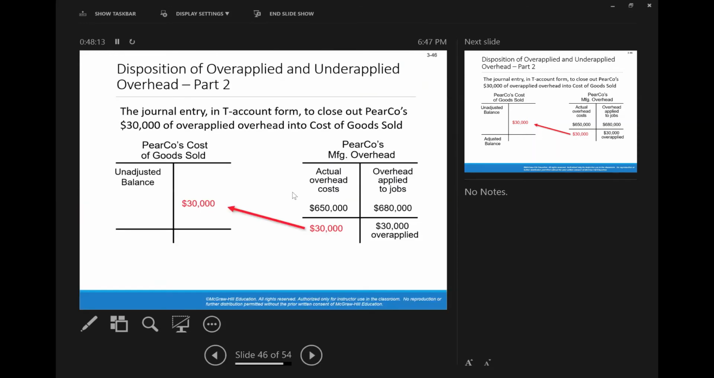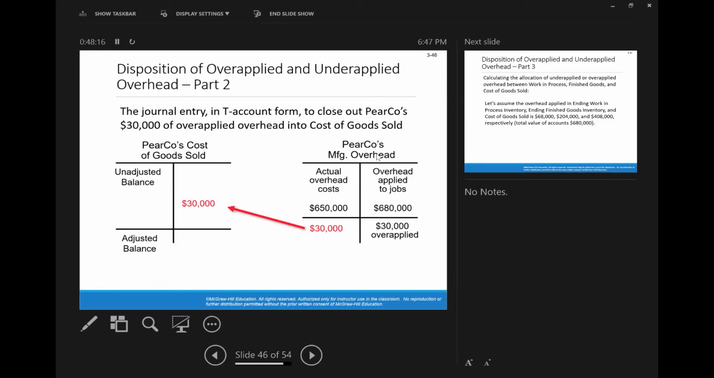So we're going to look at the journal entry and the T accounts, and we're looking at the 30,000 and we're going straight to cost of goods sold. So we have cost of goods sold and we have the manufacturing overhead. So let's look at what's happening over here. For our first example, we had actual overhead of 650, which is debiting. Then we have our applied, which is 680, which is more. So we over applied. So right now I'm sitting with a $30,000 credit on the books. In order to get rid of that, I have to debit manufacturing overhead to bring this account to zero.